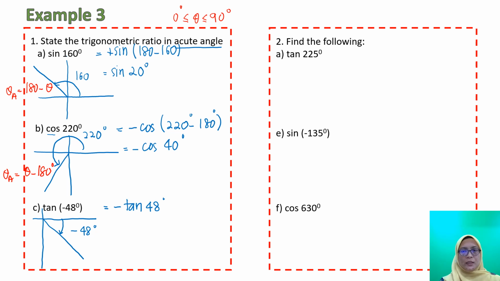Alright, so number 2, find the following tangent 225. Okay, so sama juga macam tadi. Kita tengok dia dalam kuadran mana.